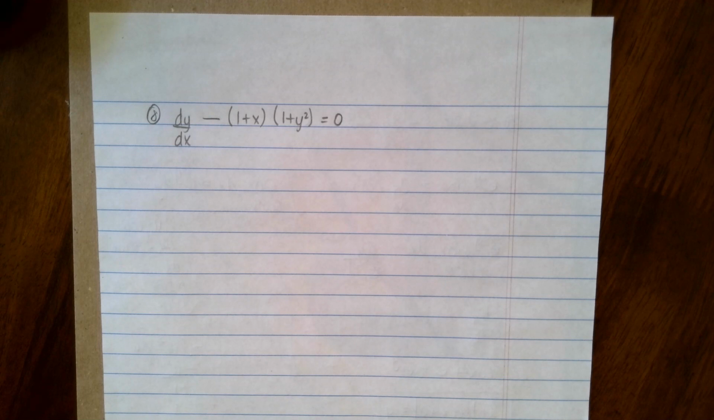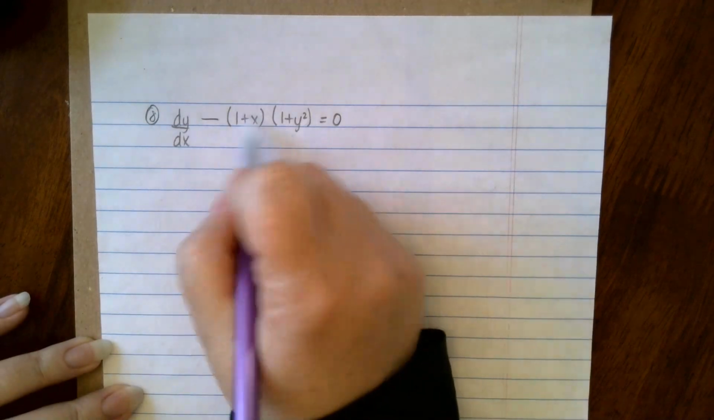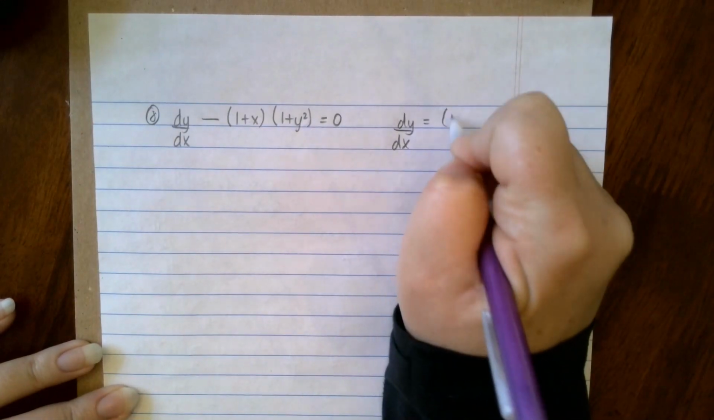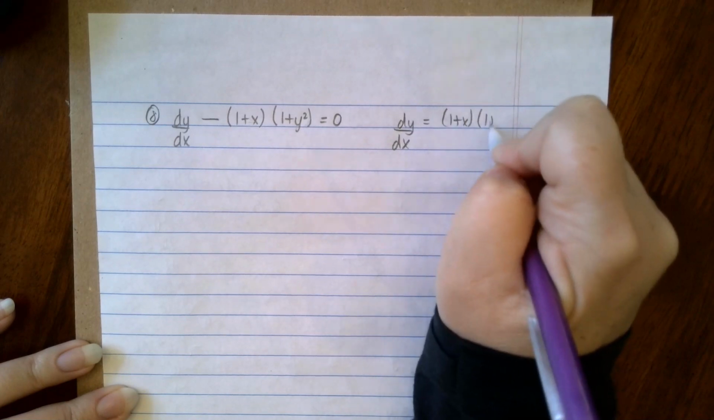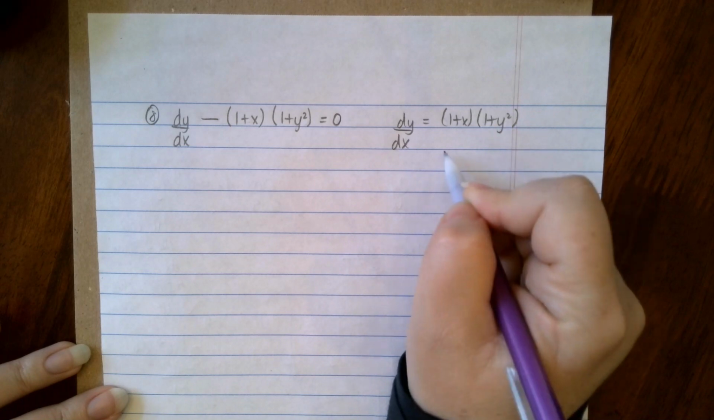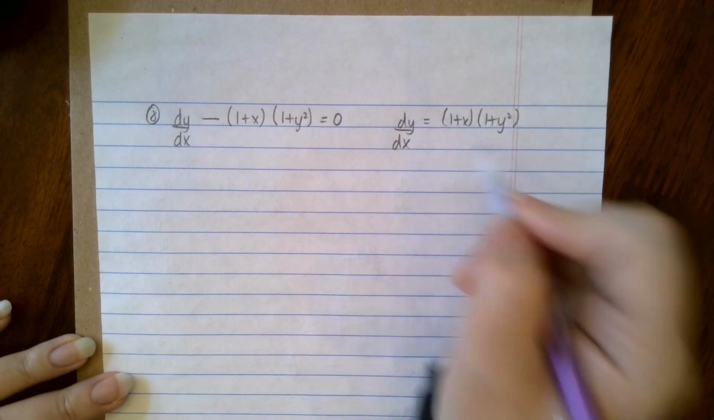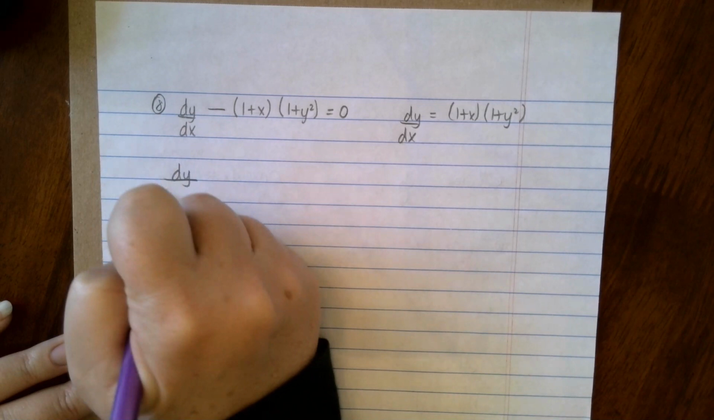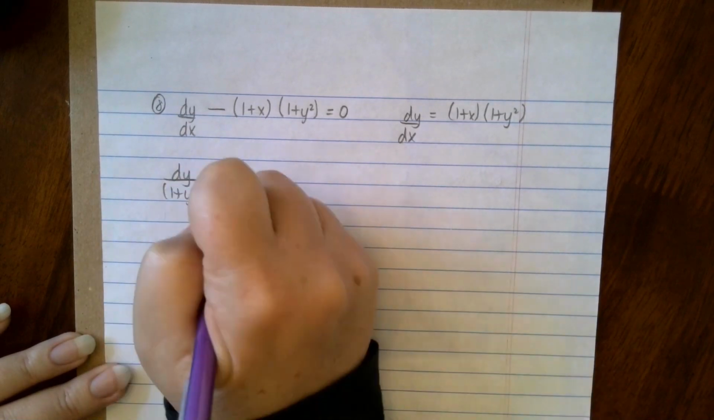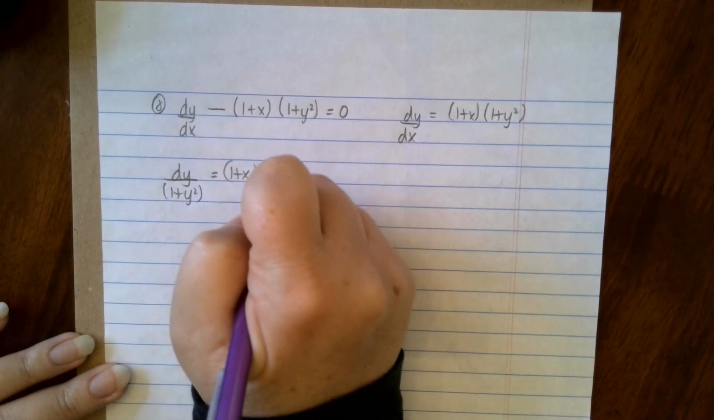This one is a fun one. You're going to love it. Go ahead and separate your variables and then come on back. So I'm going to add both of these over to the other side. So dy dx is equal to a 1 plus x times a 1 plus y squared. So I'm going to multiply by the dx. I'm going to divide by the 1 plus y squared. So I get dy over a 1 plus y squared equals a 1 plus x dx.